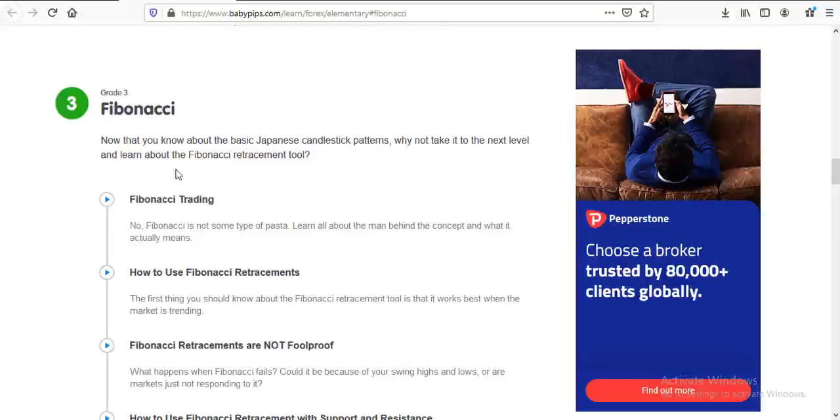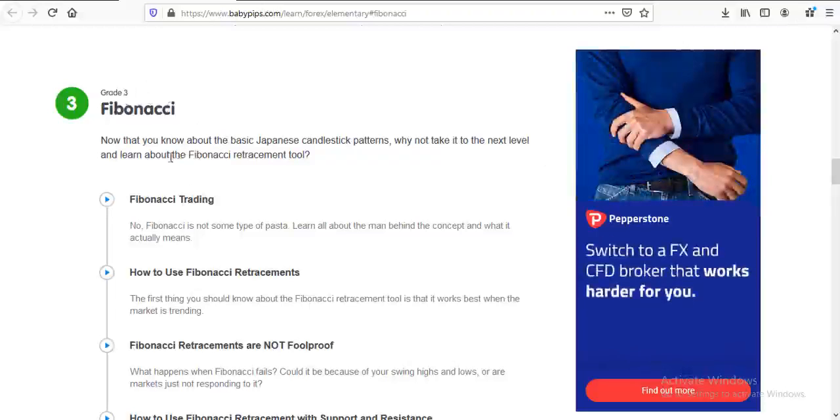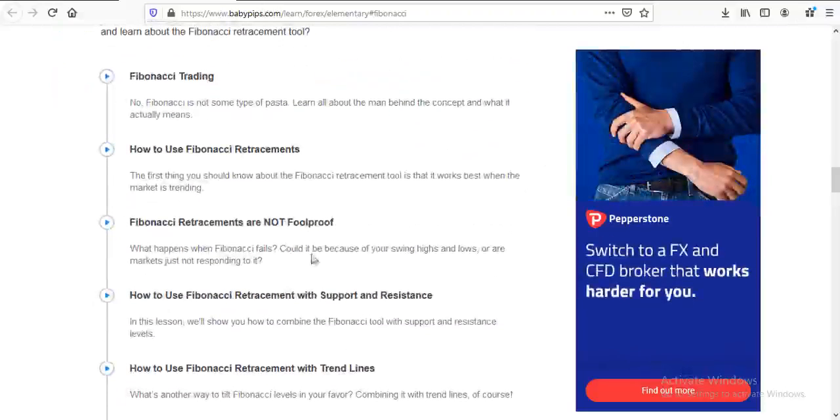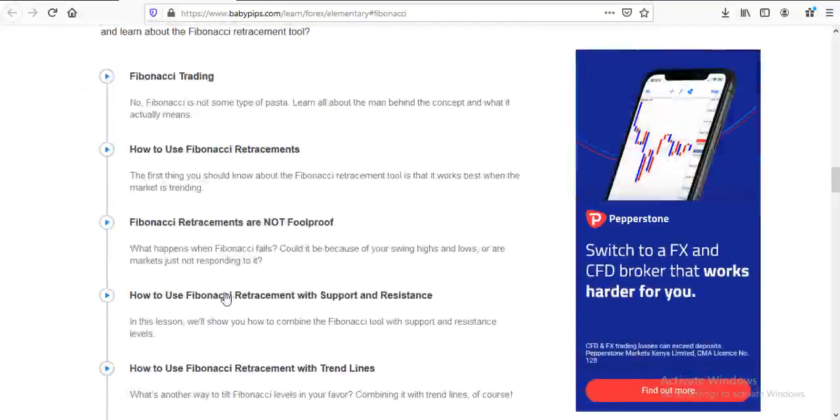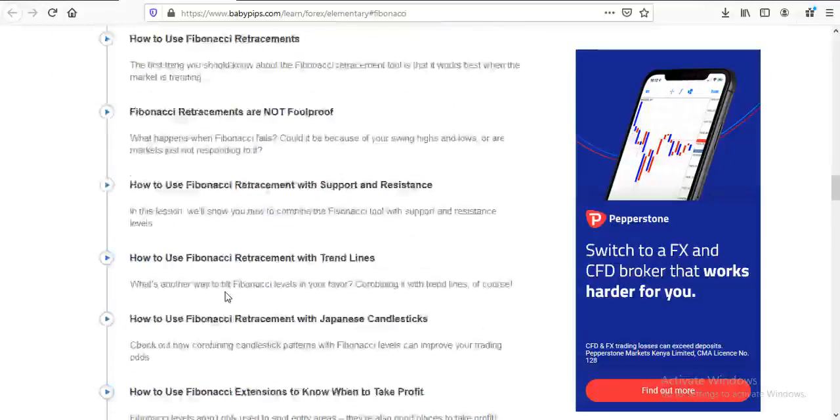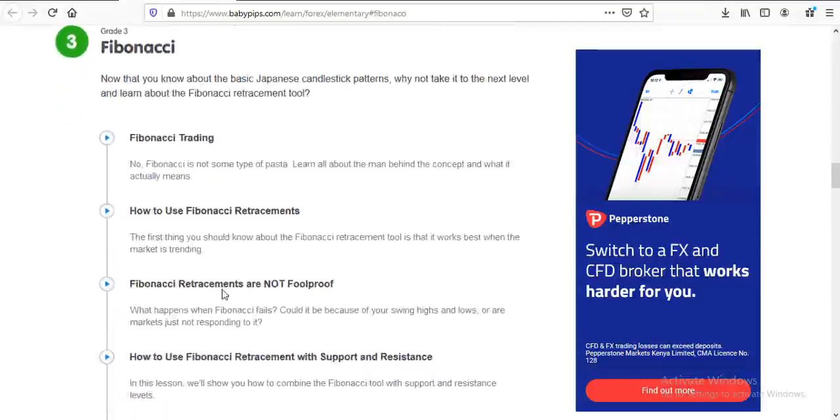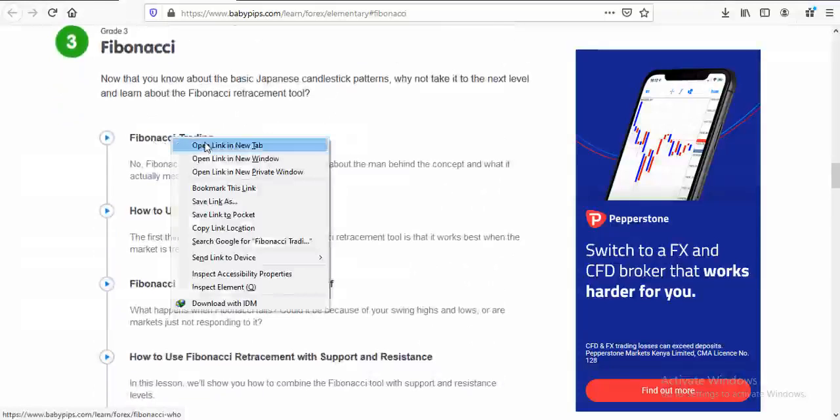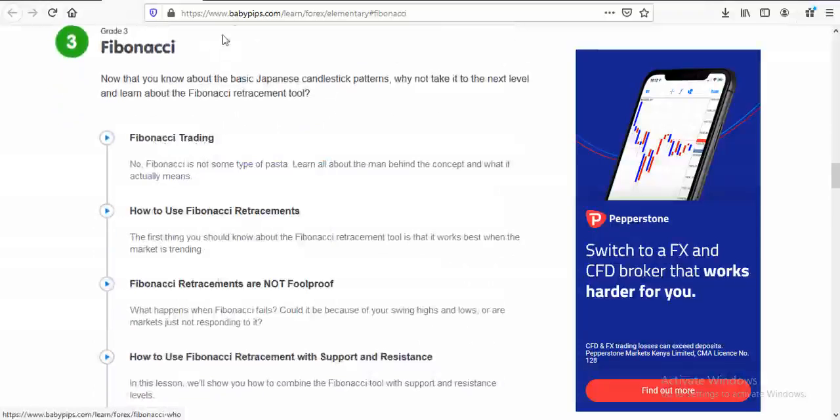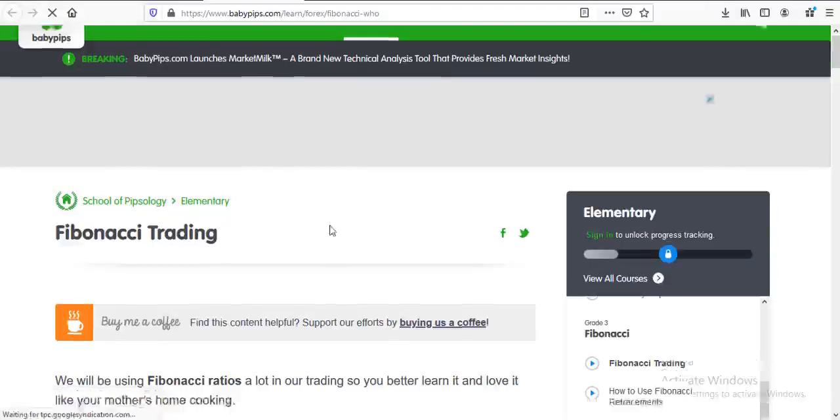So here we are on grade 3, Fibonacci, and we have Fibonacci trading, how to use Fibonacci retracement, and all that. So it's a lot of content right here. Like we have been doing, we'll go through this course in detail and also as fast as possible. So let's begin with the first one, Fibonacci trading. What is Fibonacci trading?